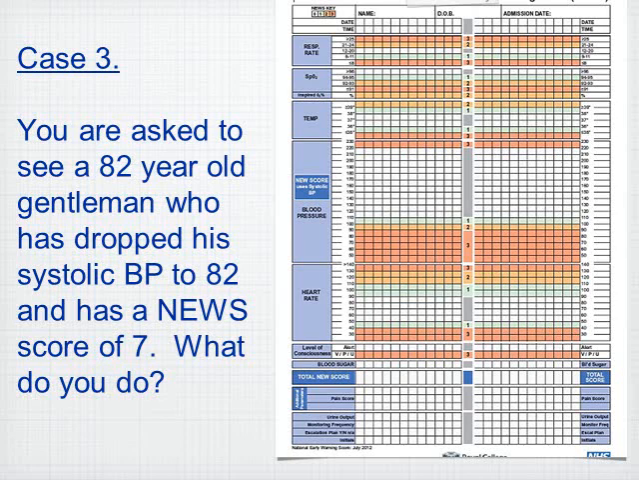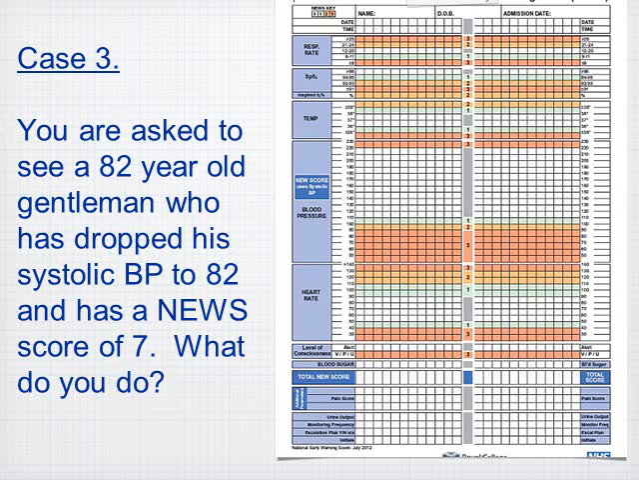So you're asked to see an 82-year-old gentleman who's dropped his systolic BP to 82, and he has a NEWS of 7, and that's because of his BP, his pulse rate's a bit high, and I think that was about it for him. So what would you do? You would? So you'd find out a little bit more than that.